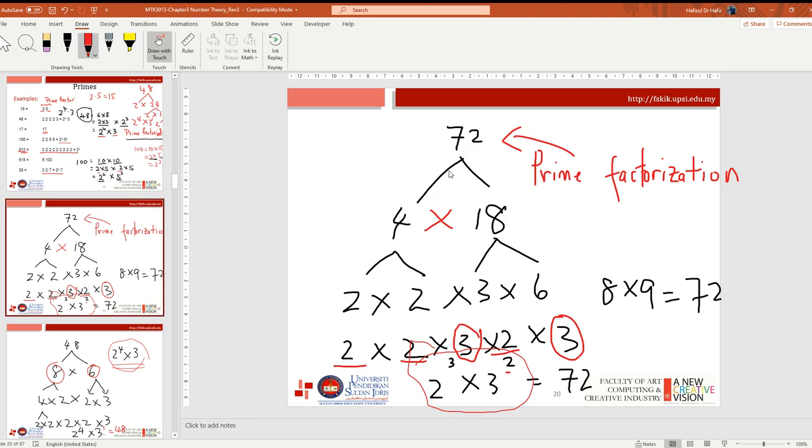Another example is 72. If the question asks you to list the prime factorization for 72, you should do it like this. 72 is 4 multiplied by 18, 2 multiplied by 2 multiplied by 3 multiplied by 6. Finally you get 2 power of 3 multiplied by 3 power of 2, which is 8 multiplied by 9, equal to 72.